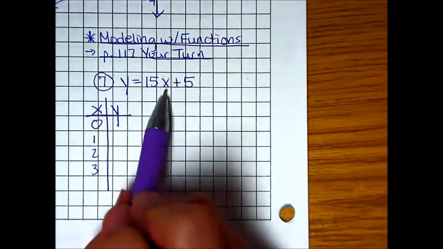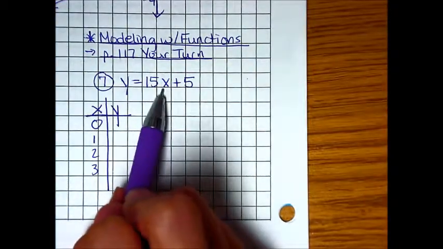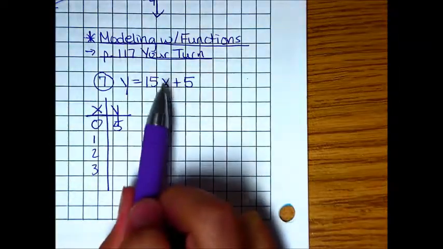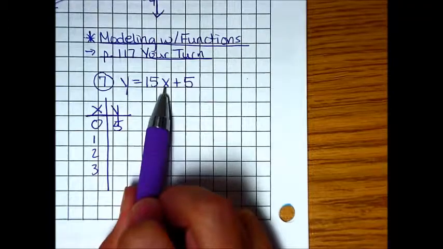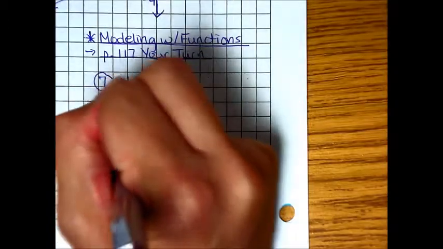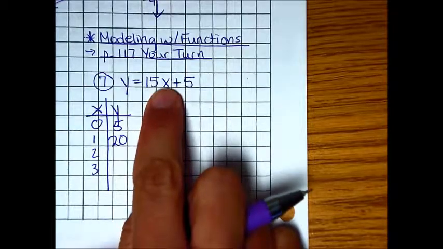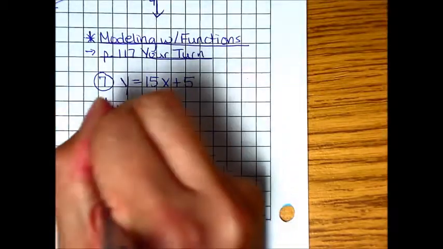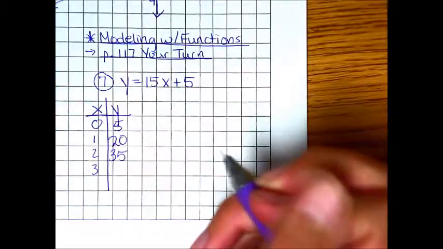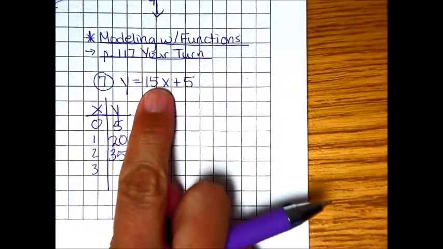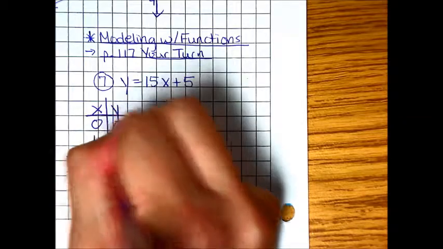So if we were to plug in a 0 right here, 15 times 0 plus 5 is 5. If I plugged in a 1, 15 times 1 plus 5 is 20. If I plugged in a 2, 15 times 2 plus 5 is 35. And if I plugged in a 3, 15 times 3 plus 5 is 50.